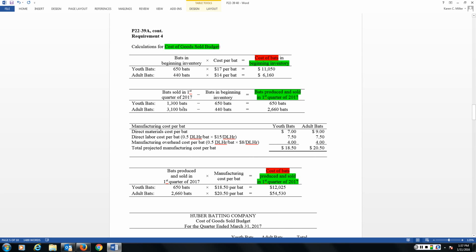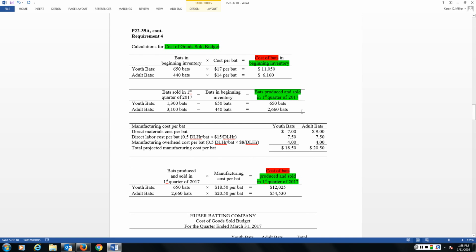And so if we know we're going to sell 1,300, I have 650 already. I'm going to need to produce the other 650, produce and sell. If I had predicted sales of 3,100 adult bats, 440 of those are coming from up here in my beginning inventory, then I'm going to sell 2,660 of the bats that I produced in the first quarter. So I need the cost of these 650 and these 2,660.